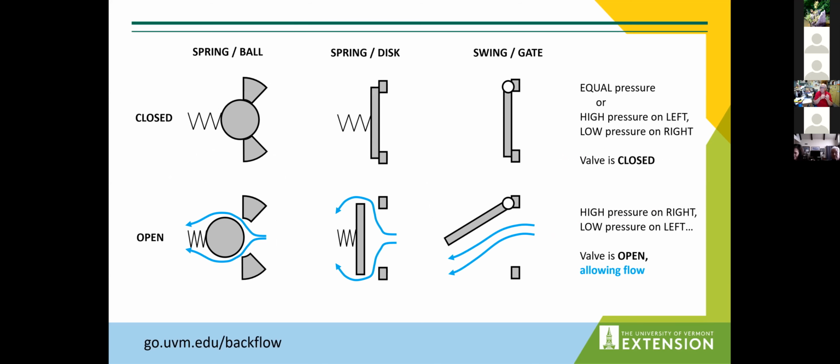So we're looking at three types. We're looking at a spring ball type. On top there, you can see all three of those, they're closed. So the water pressure is on one side and not on the other. Then you have the spring disc type. Again, you can see the examples there, and the top is closed and the bottom is open, where the water pressure pushes against it and it comes open. Or you have the gate type, again, where the gate flows open because of the water pressing against it.